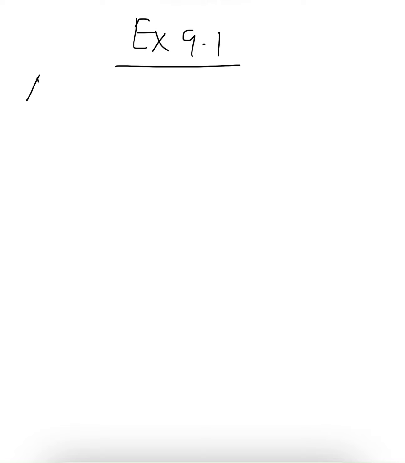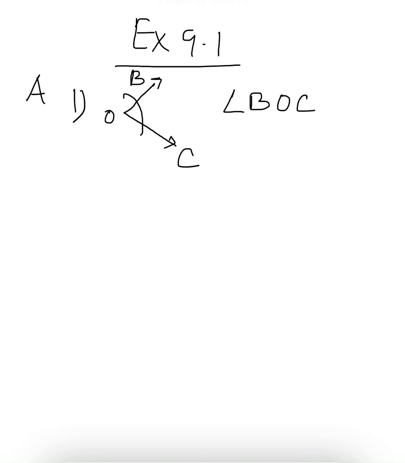A part, the first figure is given like this. B, O, C. So this angle is named as BOC. Angle is always in the middle, so the angle will be written as BOC. This symbol is of angle BOC. O is in the middle. Okay.